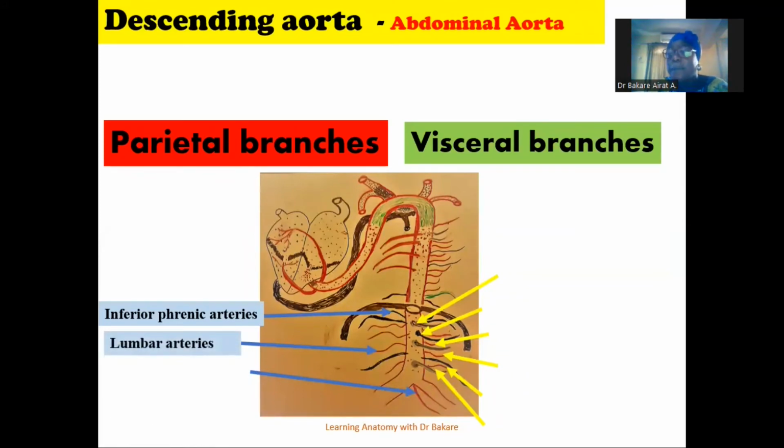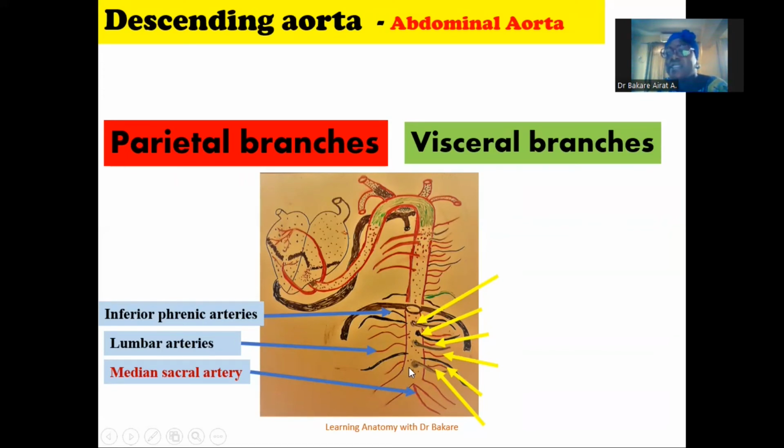Then we have the lumbar artery. The lumbar arteries emerge to supply the posterior abdominal wall. Then we have the median sacral artery. This median sacral artery emerges at the posterior part of the point of bifurcation of the abdominal aorta. And what the median sacral artery supplies are the 4th and the 5th lumbar vertebra, the sacrum, and also the coccyx.